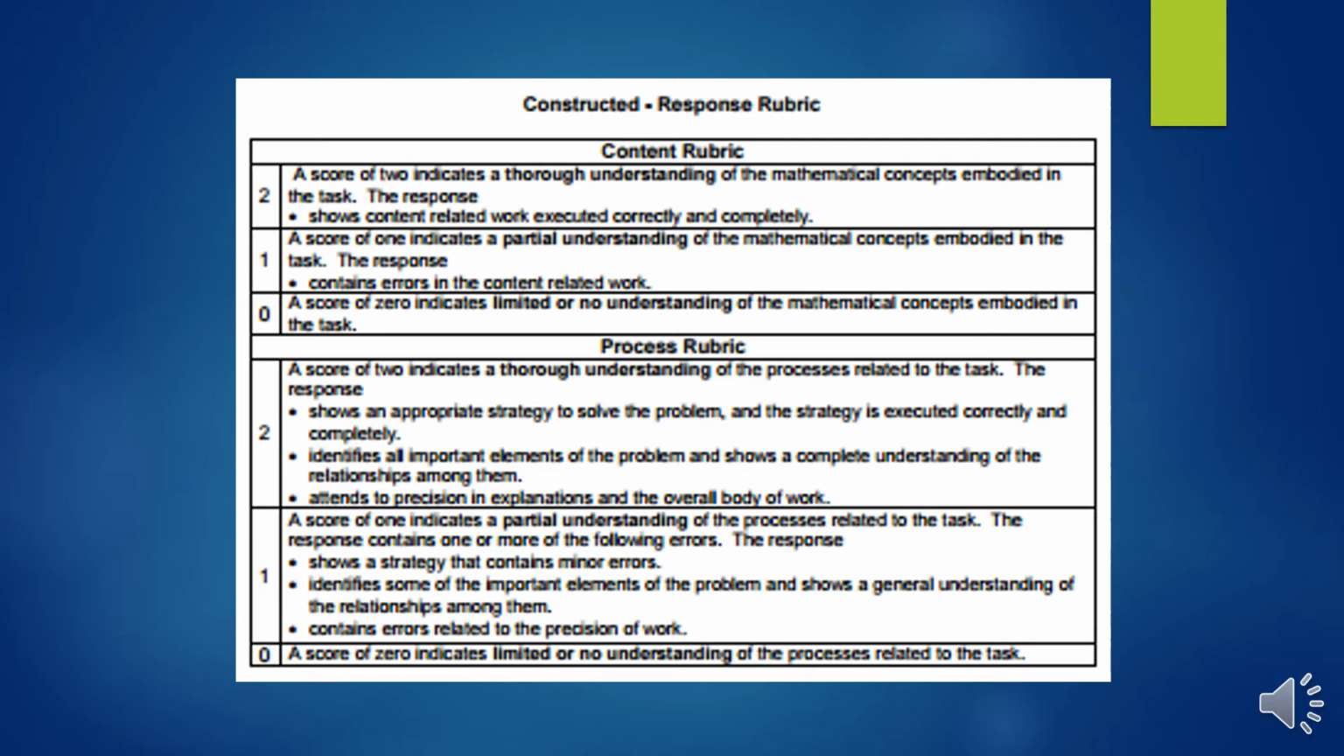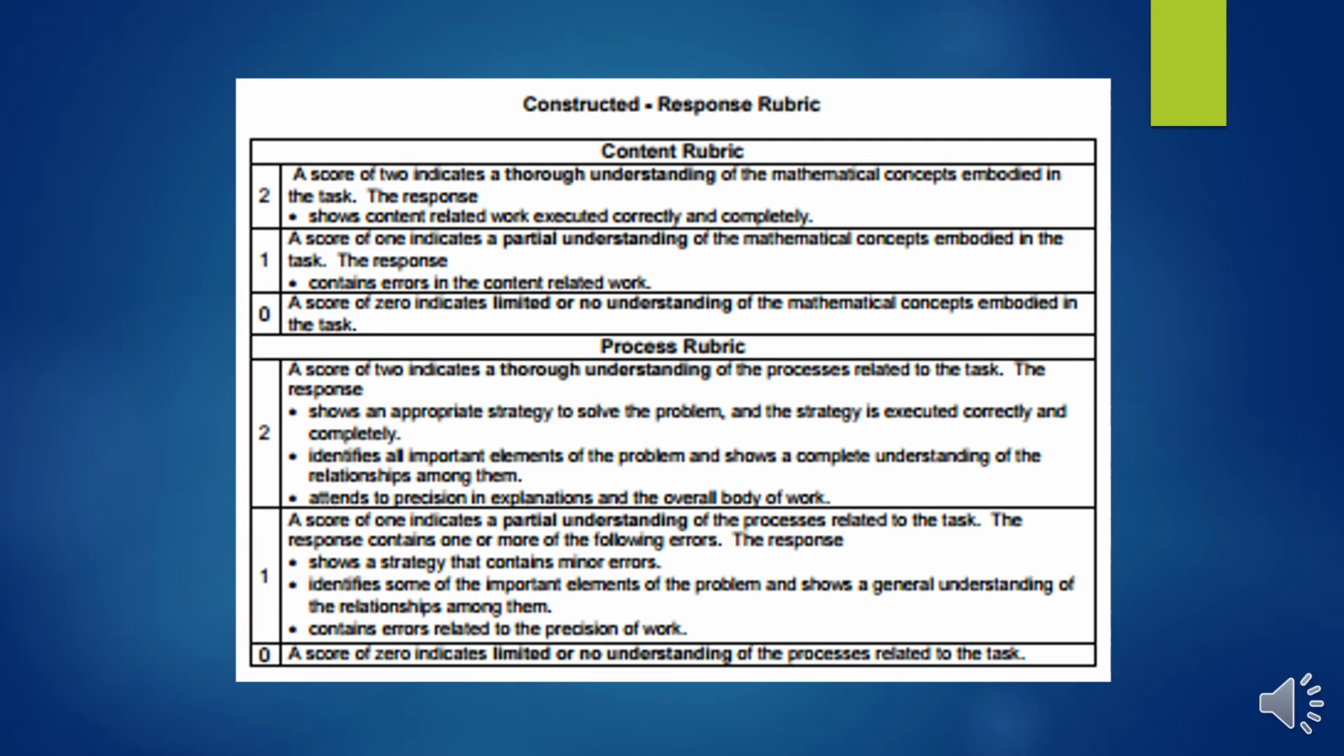For process, a score of 0 shows limited or no understanding of the processes related to the task. A score of 1 indicates a partial understanding of the processes related to the task. The response contains 1 or more of the following errors. The response might show a strategy that contains minor errors, or it might identify some of the important elements of the problem and show a general understanding of the relationships, or it might contain errors related to the precision of work. A score of 2 indicates a thorough understanding of the processes related to the task.